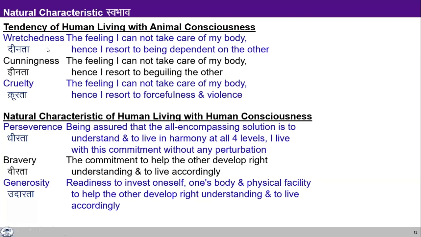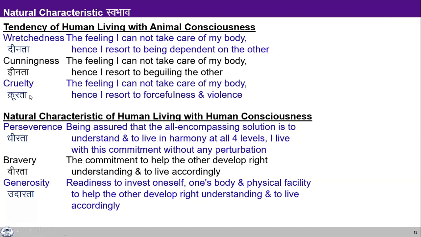So one person is begging money from the other. This is wretchedness. One person is trying to beguile the other to get money. This is cunningness. One person is robbing the other. This is cruelty. This kind of tendency is of course going to be there when a person is living with animal consciousness. So all of us start from here itself.